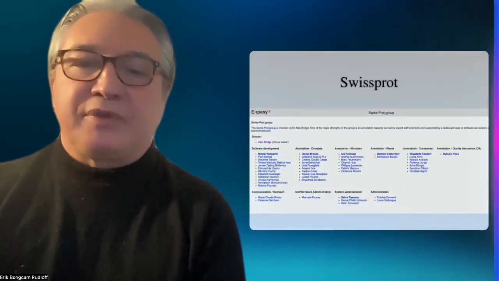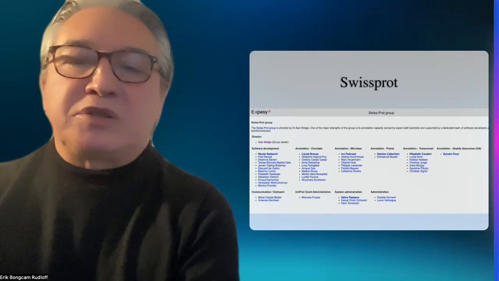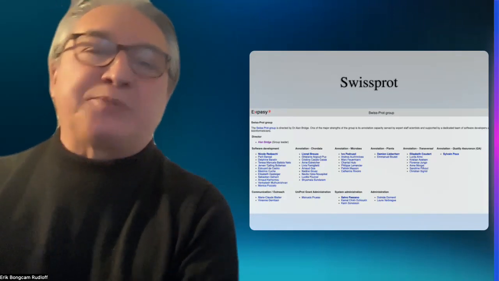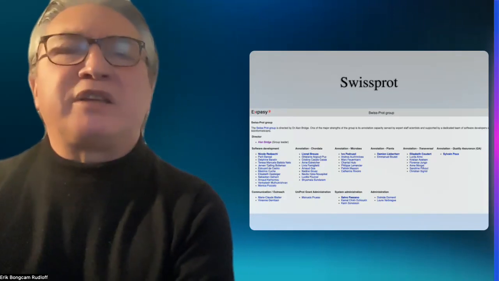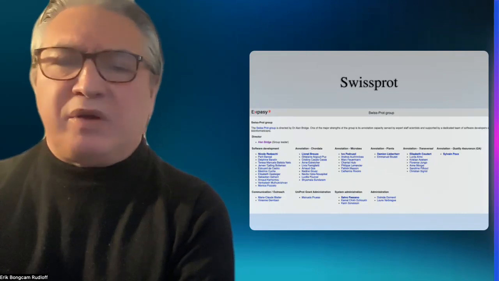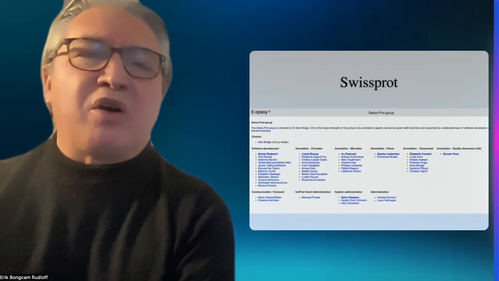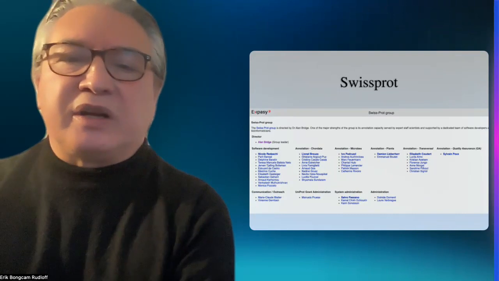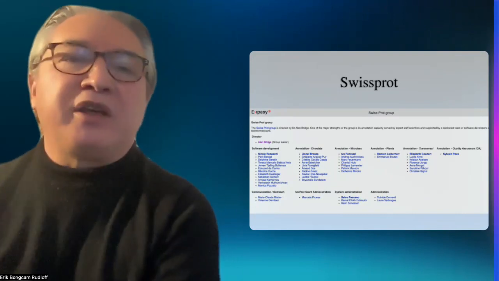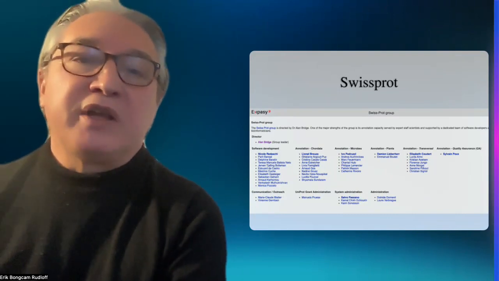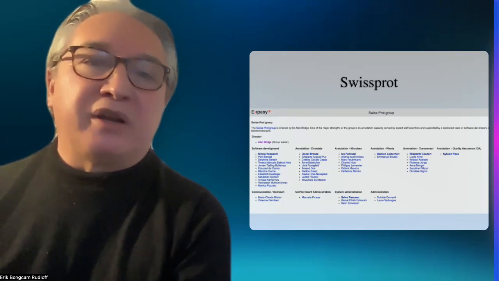But you see, the Swiss Prot looks like this. You can go to Expasy. This is one side. You will get a list of URLs and names, so you can go and visit later on. In Expasy, anything that you want to work with proteins, you will find information there.